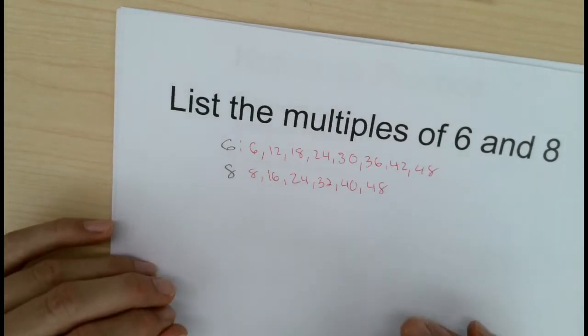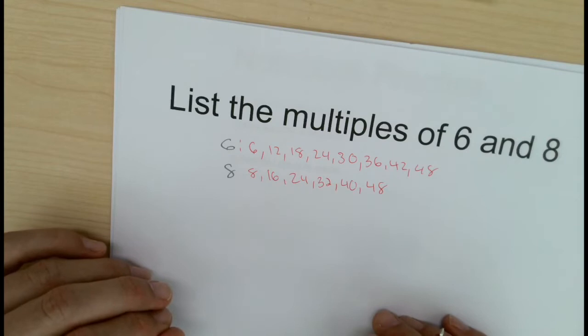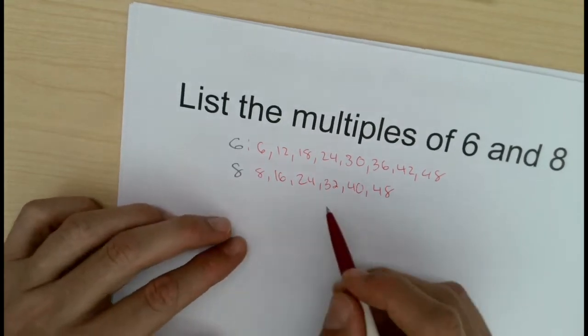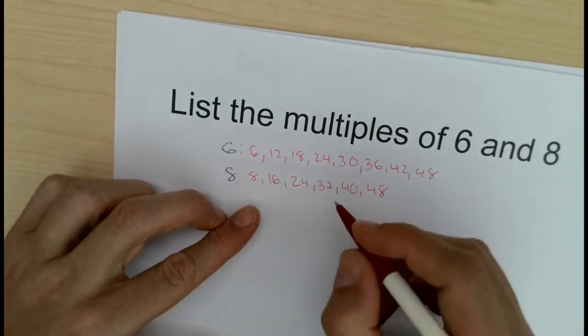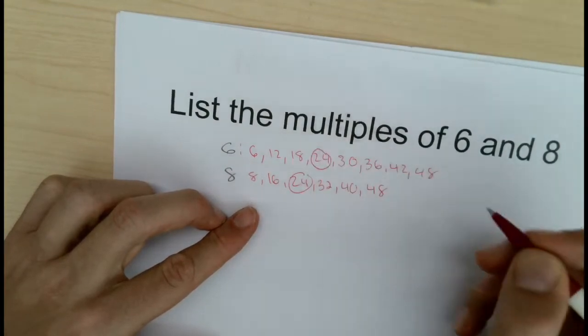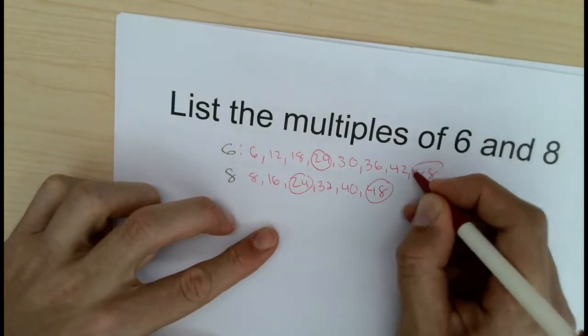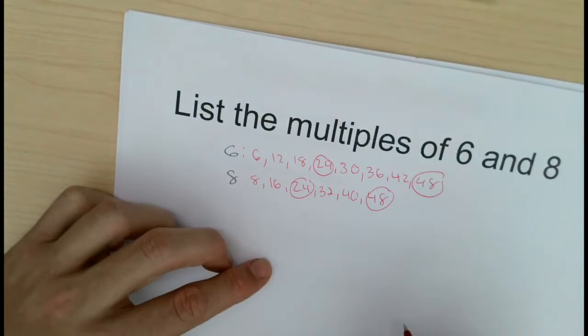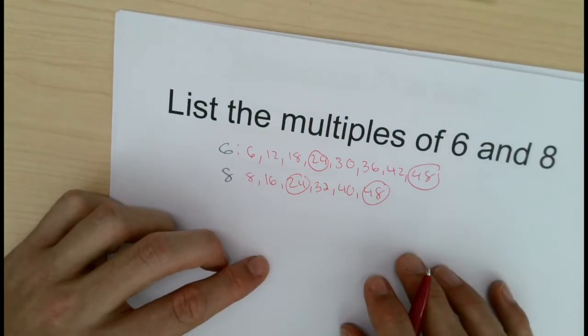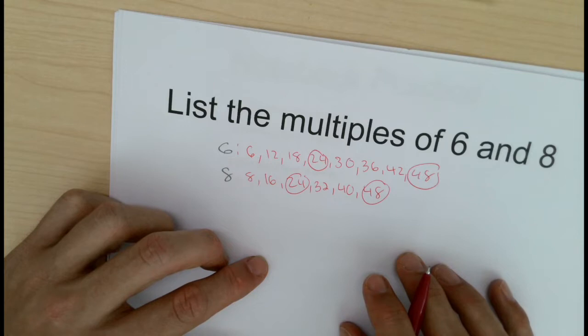Alright, so now I want to list the common multiples of these two numbers. Okay, so common multiples, 24 and 48. Now today we're going to look at the least common multiple of these numbers. Now, writing a list for all of our multiples would be tedious and would take forever. So we're going to have a strategy and a procedure to cut down on time.